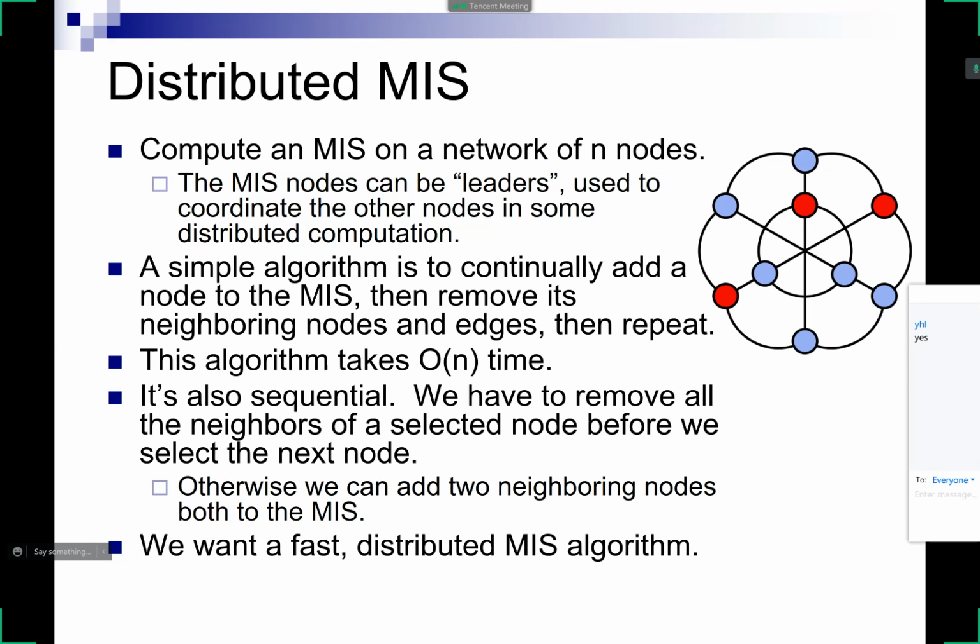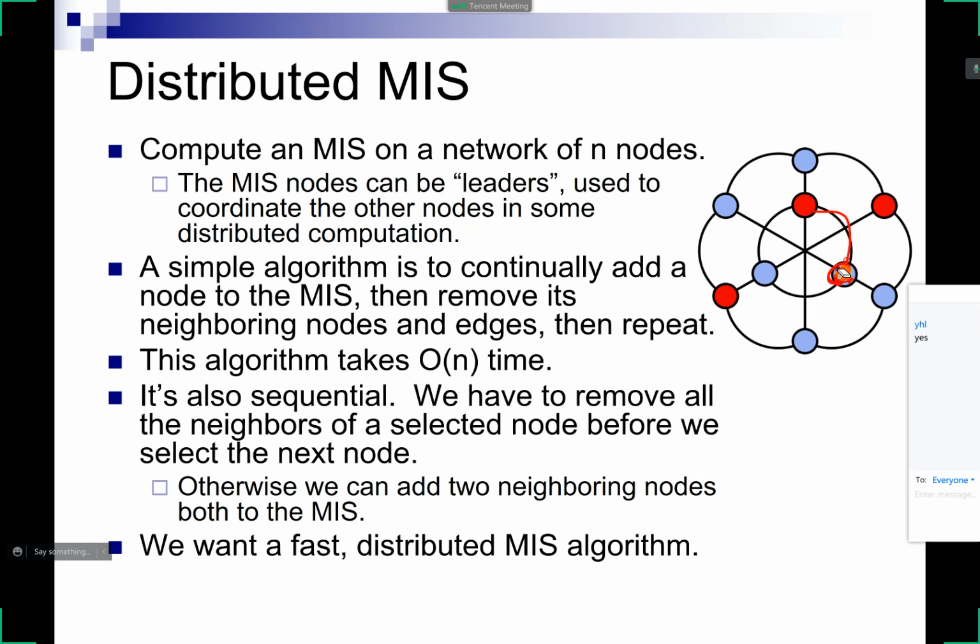Right, so for example, you can see that in this graph, if you take any of these other blue nodes and if you try to add it into the set, then it's not going to be independent anymore. For example, if you add this one, then it's going to be connected to one of these red nodes. If you add this node, it'll be connected to this node over here.